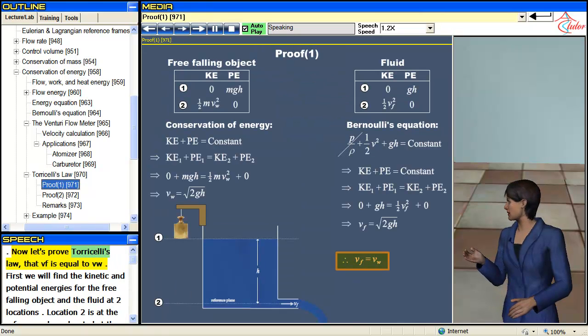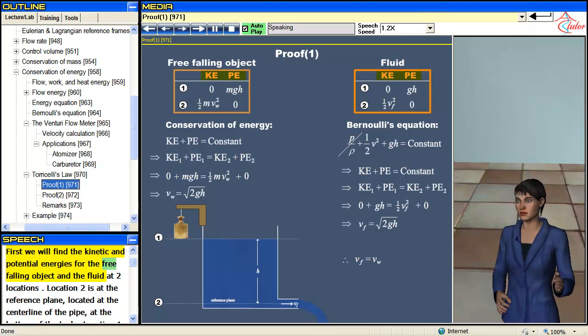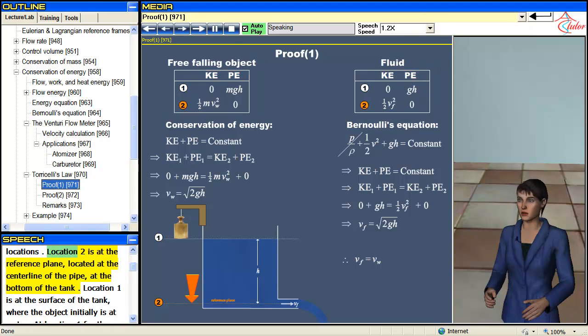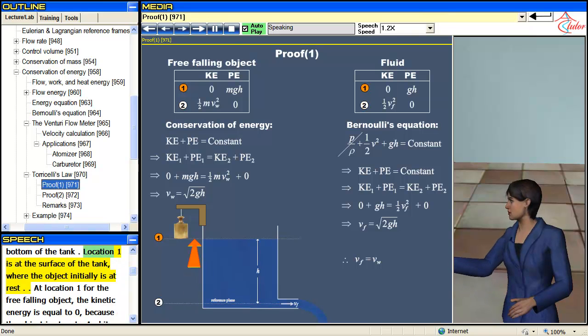Now let's prove Torricelli's law, that Vf is equal to Vw. First, we will find the kinetic and potential energies for the free-falling object and the fluid at two locations. Location 2 is at the reference plane, located at the center line of the pipe, at the bottom of the tank. Location 1 is at the surface of the tank, where the object initially is at rest.